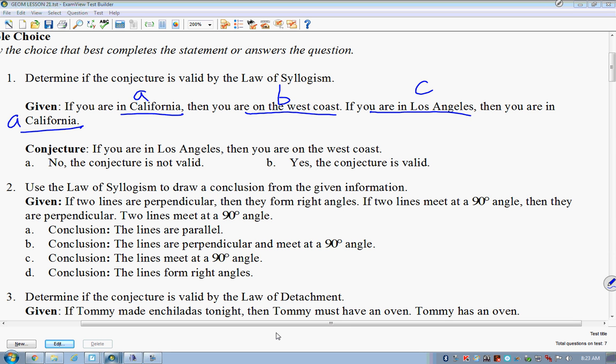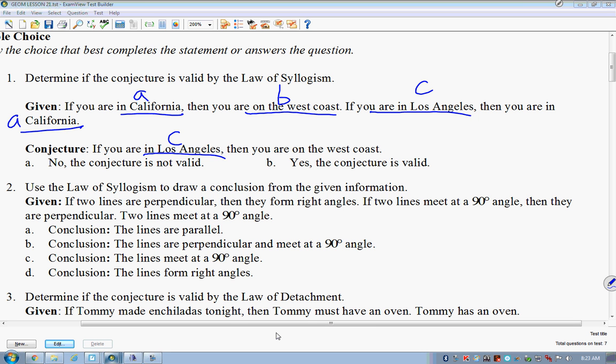Well, I'm not going to say A equals A. I have to connect the two parts that are not yet connected, right? So notice that our conjecture is if you are in Los Angeles, well, Los Angeles is C, right? What has C not been connected to? Okay? C has not yet been connected.